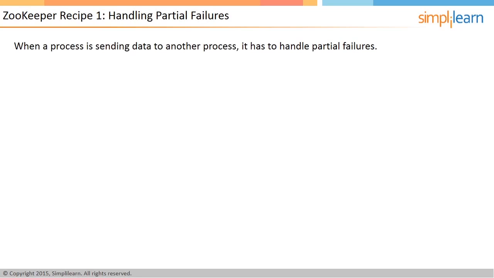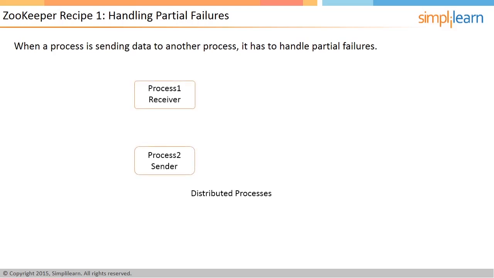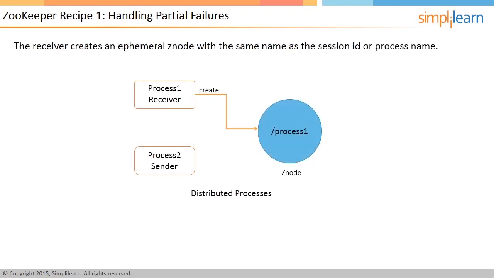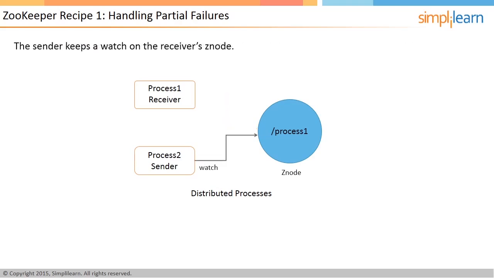If the data reaches the receiver process successfully, it informs the sender and then deletes the znode. However, if process 1 fails, the znode is automatically removed. The sender gets an alert about this change through the watch. It then takes an appropriate action, such as resending the message. In this process, we use watches and the ephemeral character of znodes to handle partial failures.